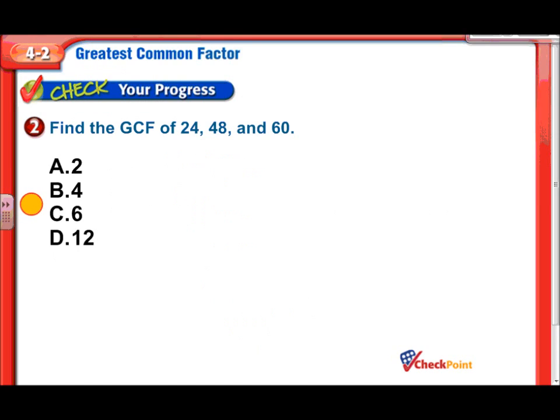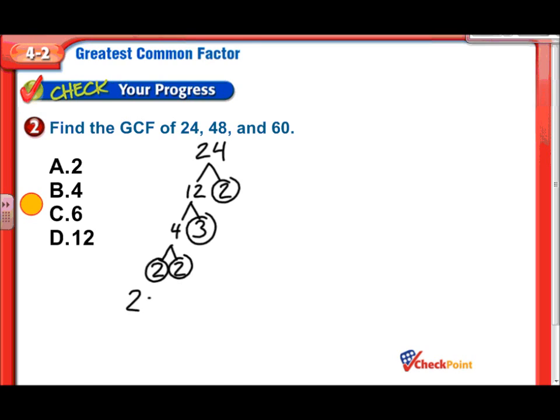Now we're finding the GCF of 24, 48, and 60. All right, let's get busy. Well, let's see here. 24, that would be 12 times 2. 12 would be, how about 4 times 3? And 4 would be 2 times 2. So we have 2 times 2 times 2 times 3.